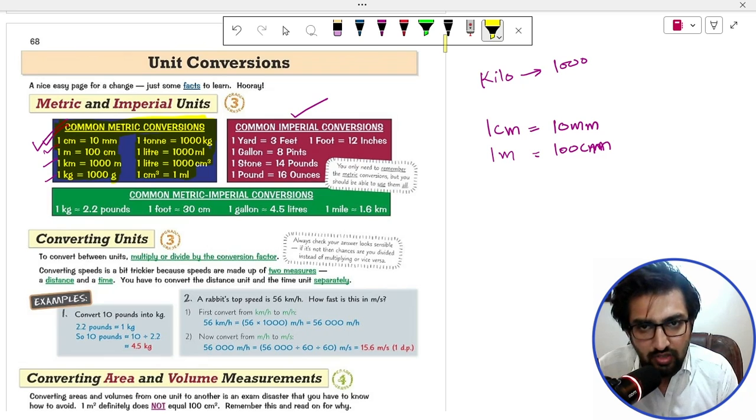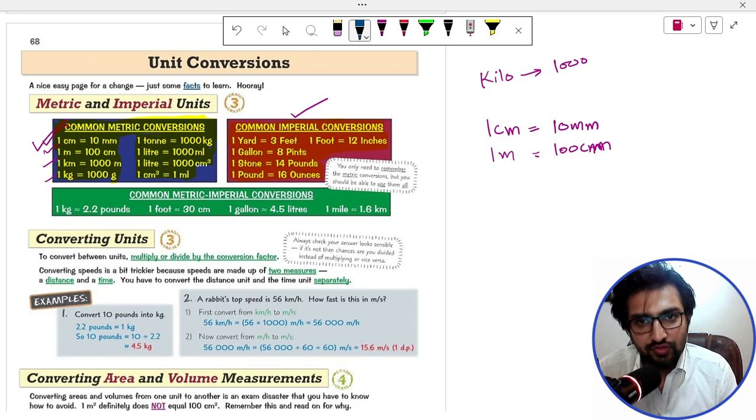Now let's talk about common imperial conversions. So these are: 1 yard is equal to 3 feet, 1 gallon is 8 pints, 1 stone is 14 pounds, and 1 pound is equal to 16 ounces. 1 foot is equal to 12 inches.